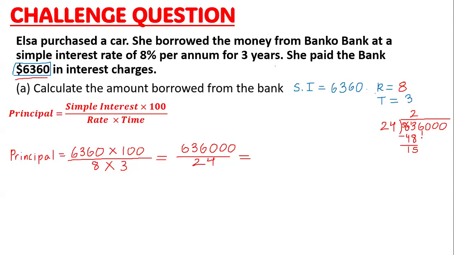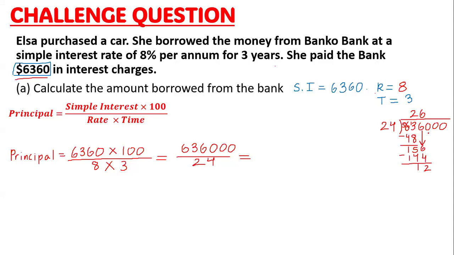We bring down the 6. How many times does 24 go into 156? 6 times. 24 times 6 is what? 144. Very good. 156 minus 144. 6 minus 4 is what? 2. 5 minus 4 is 1. 12.